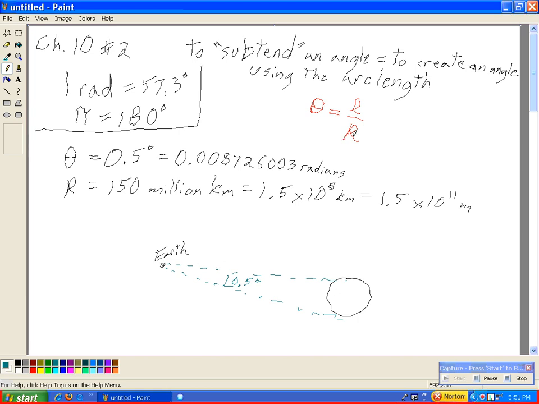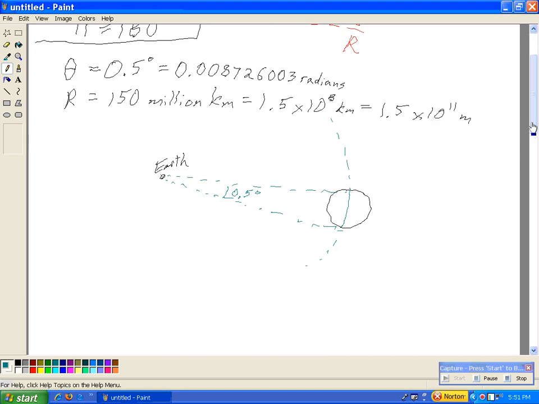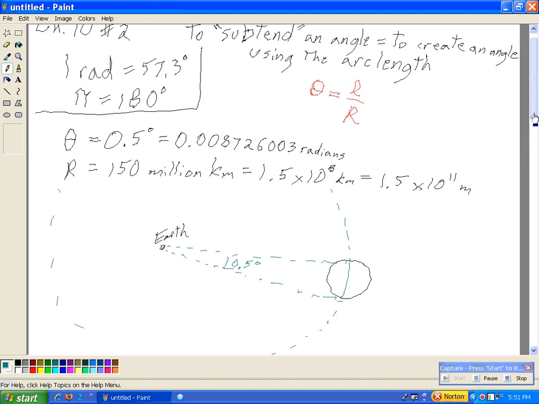Distance, or the radius, if this is a circle, goes all the way around, then what cuts through the Sun is the arc length. So this is the arc length.